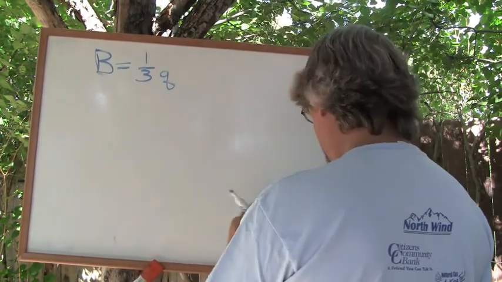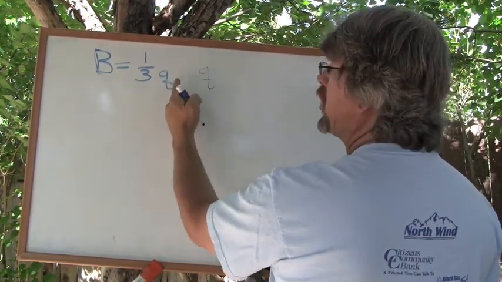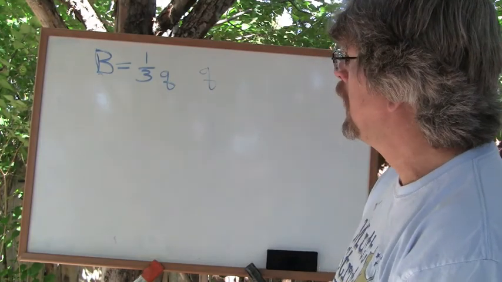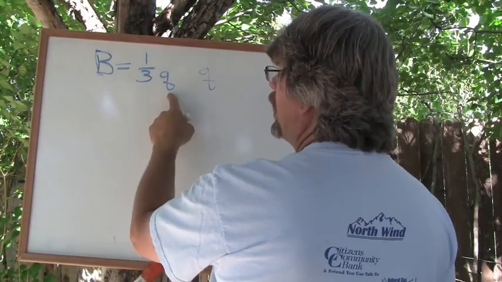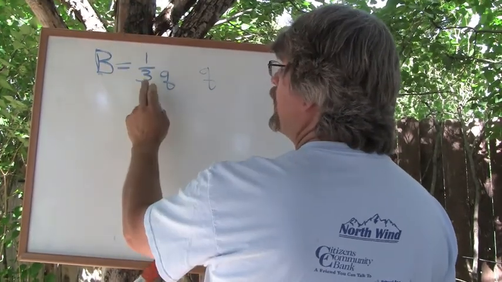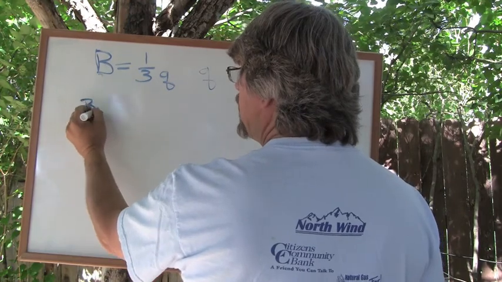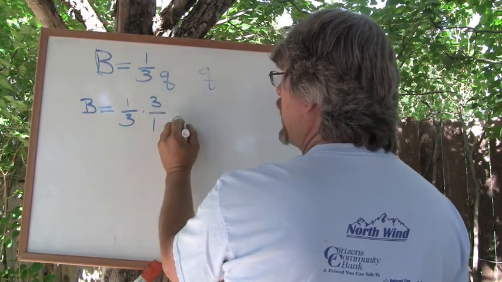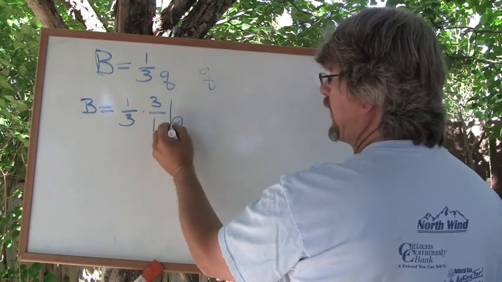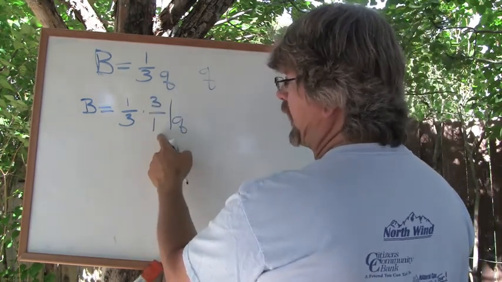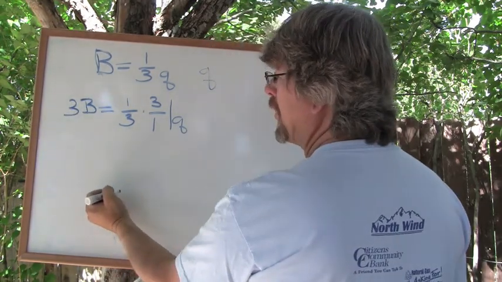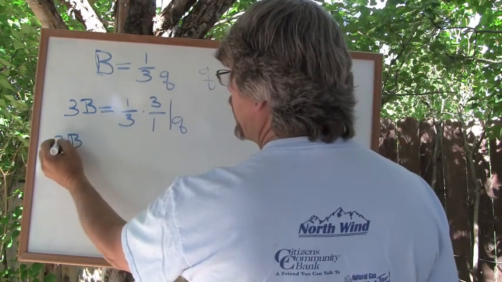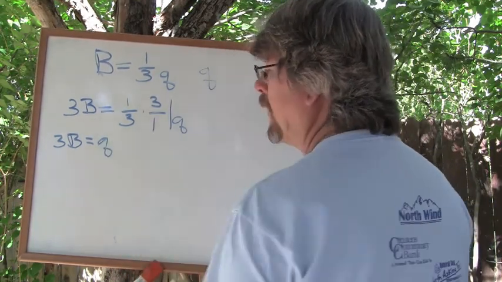What if we were asked to solve this? Well, it sounds like the robins are out. They've got babies around. What if we're asked to solve this for Q? How do we isolate Q? We want Q. It's been multiplied, so we're going to multiply by the reciprocal. So B is going to equal 1/3 times 3 over 1 Q, and that's going to make this 1Q. But what we multiply by here, which is basically 3, we're going to multiply by here. So solving for Q, 3B equals Q. Isn't that interesting how that works?